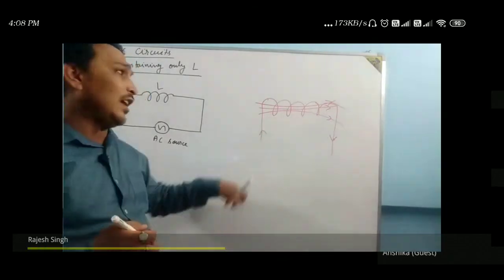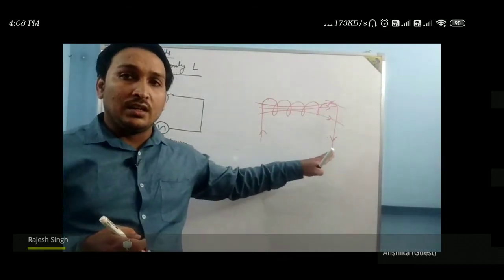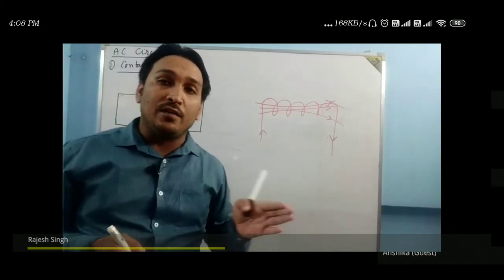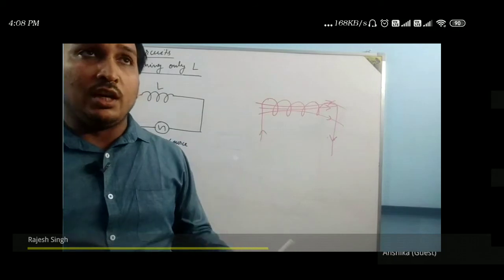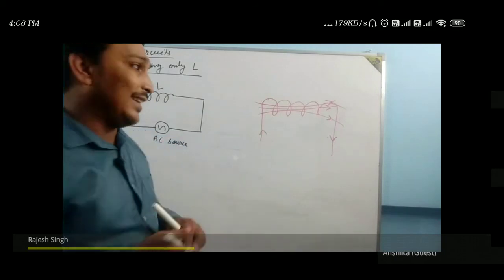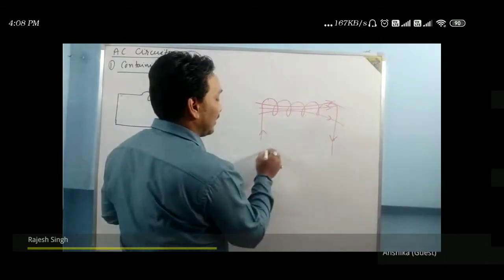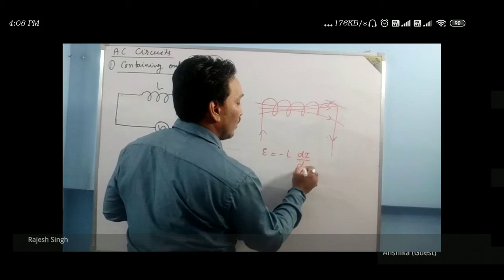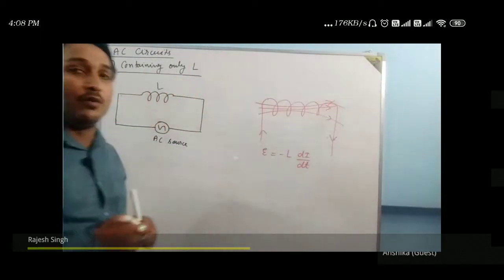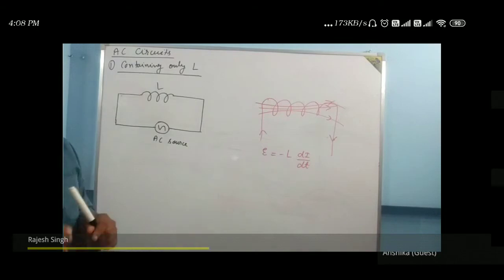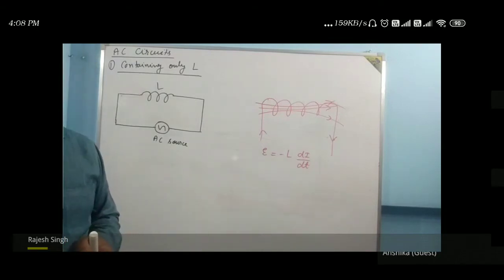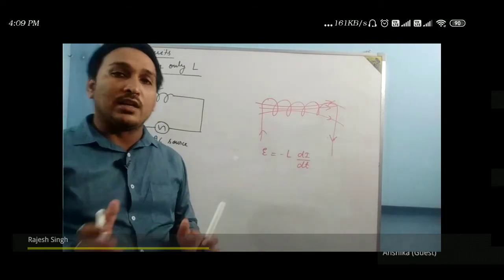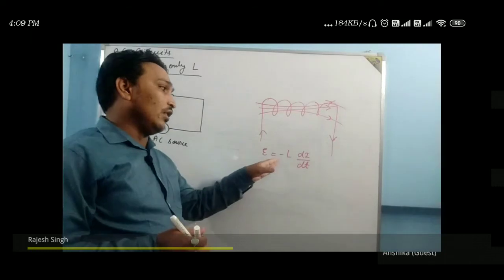Now what happens if this current changes? Then EMF is induced according to Faraday's law. Whenever there is a change in magnetic flux linked with a coil, the EMF is induced. The relation between EMF and the current is given by E is equal to minus L di by dt. How this relation has come, you have to go and watch all the lectures of chapter number 6. If you have not watched them till now, watch them now. All the required contents are there.